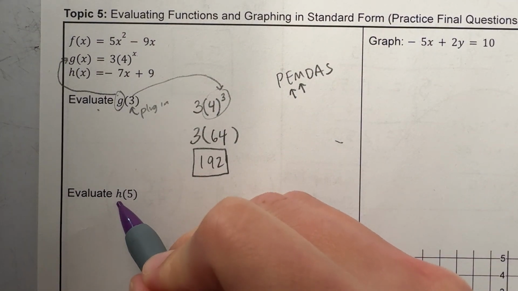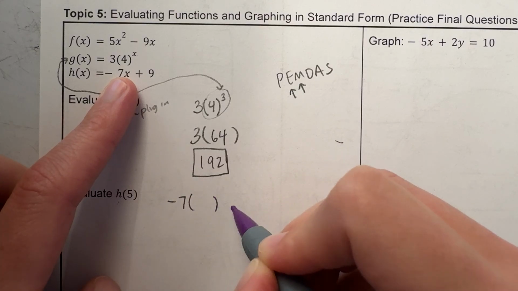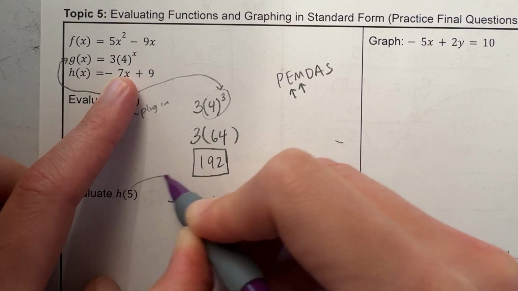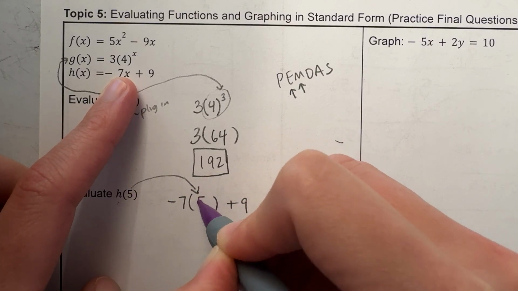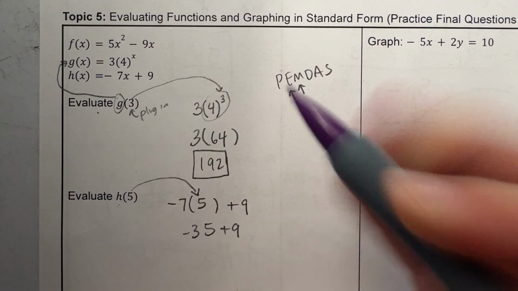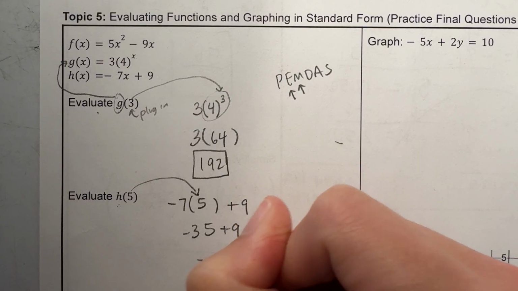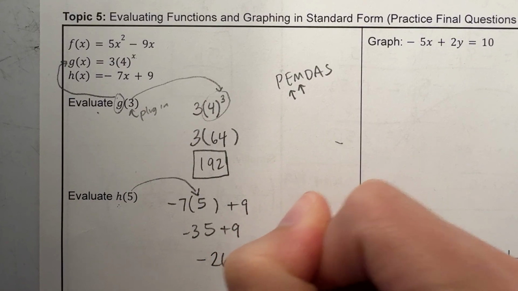Okay. This says get the h equation. So here's the h equation: negative 7 times x plus 9. And we're going to take this number and we're going to plug it in. So negative 7 times 5, that's negative 35 plus 9. Okay, and negative 35 plus 9 is negative 26.